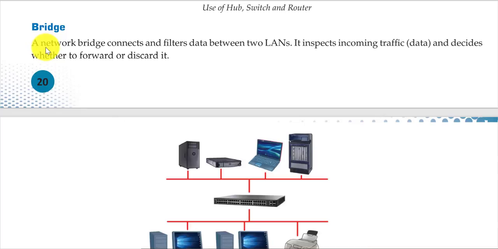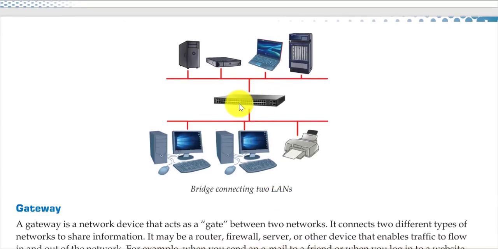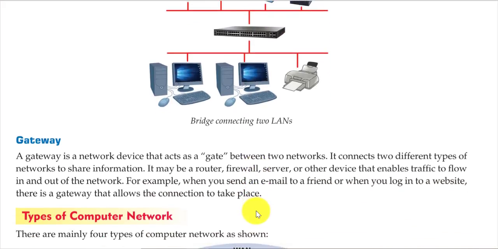Bridge. As you can see, this is a bridge. A bridge connects and filters data between two LANs. These are the computers and a printer connected with the help of a LAN, and these are some other devices connected with the LAN, and this is a bridge. What is the use of the bridge? A bridge connects and filters data between the two LANs.